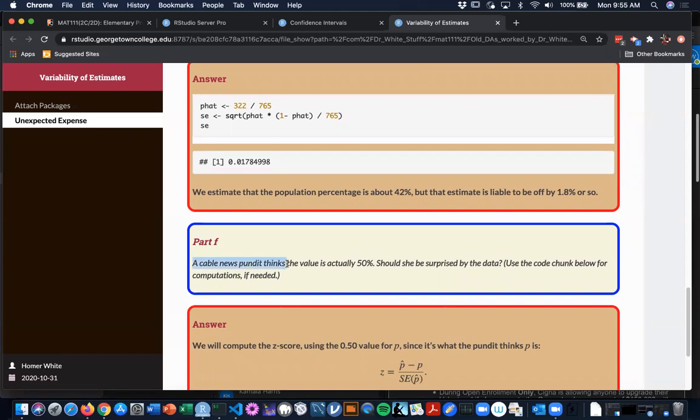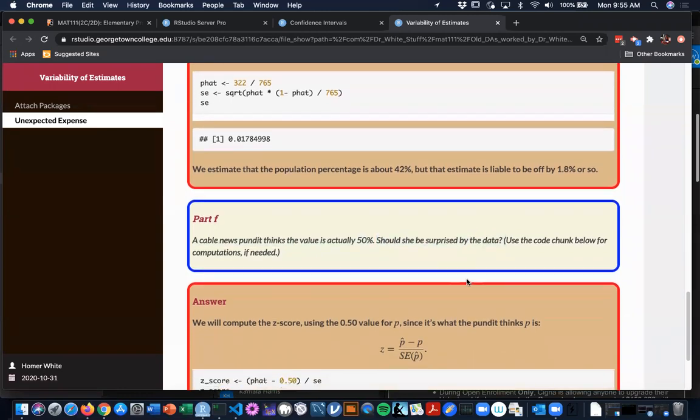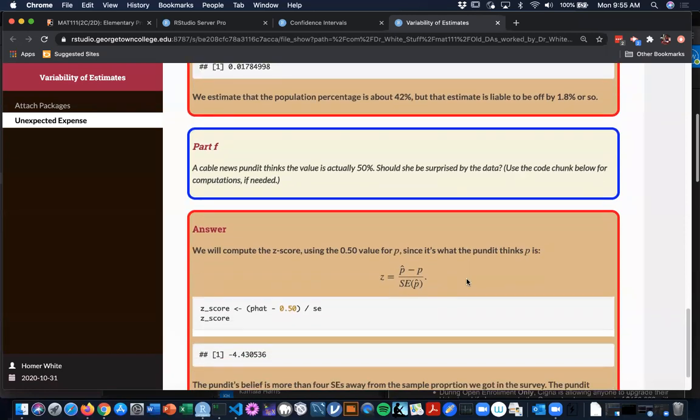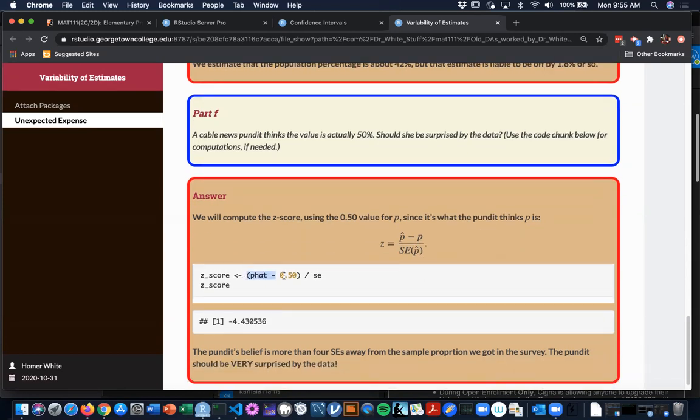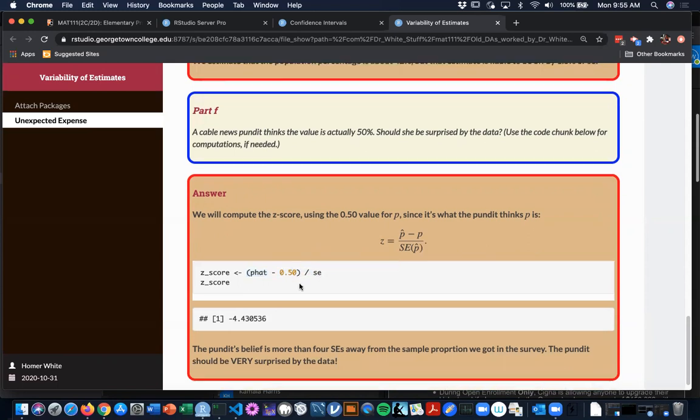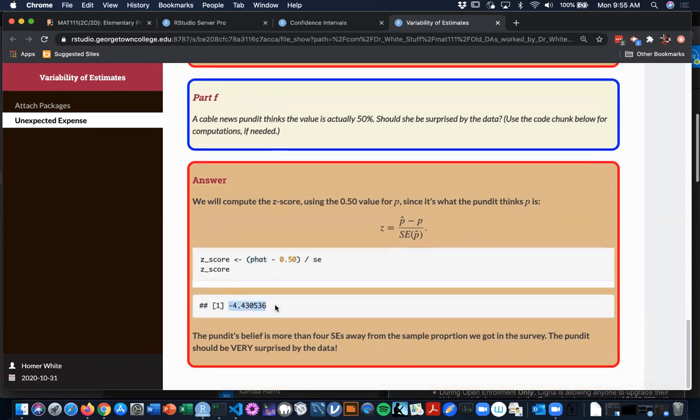Now, suppose that some cable news pundit thinks that the population proportion is actually 50%. Should she be surprised to learn that when we took a sample, we got 42%? For that, you can use the z-score as a measure of surprise. And so you compute the sample proportion minus the p that the news pundit thinks is the population proportion, over the standard error. So p hat minus 0.5 over the standard error. And that turned out to be minus 4.4.